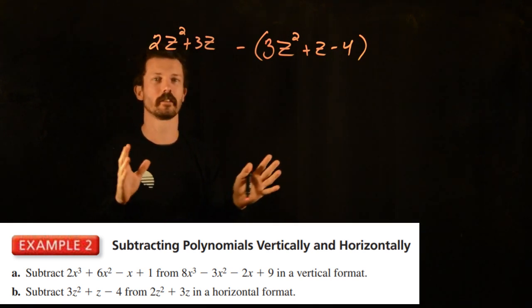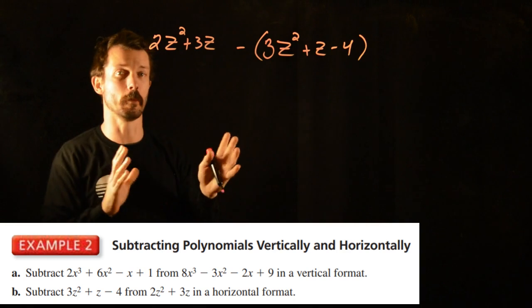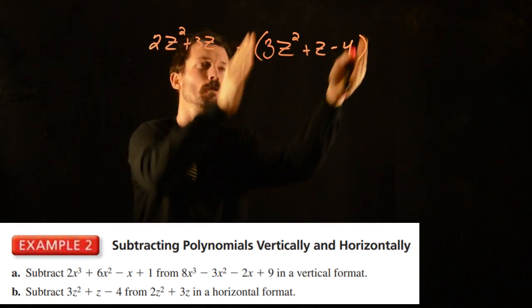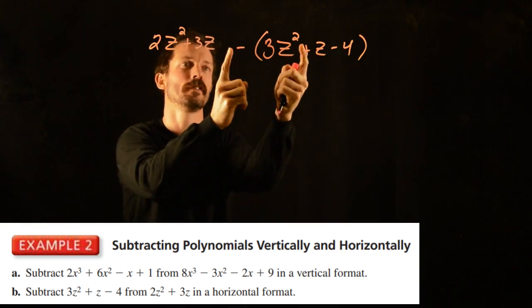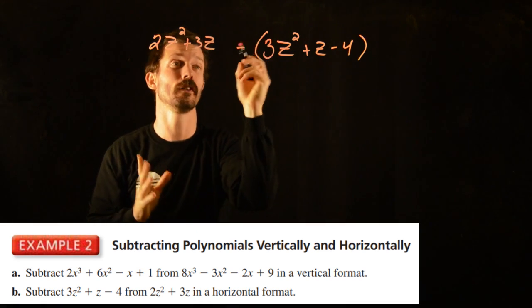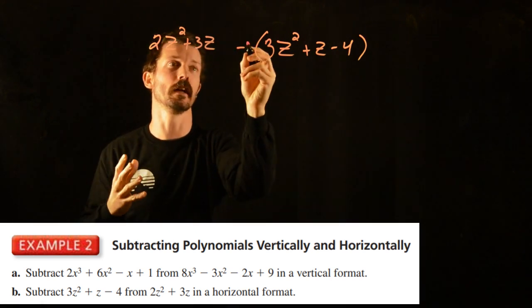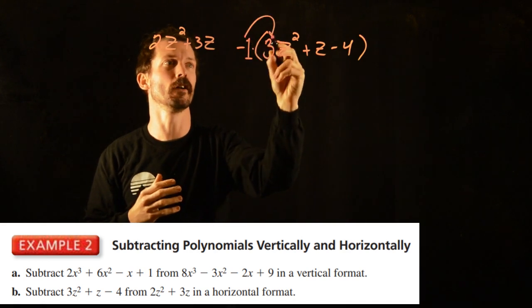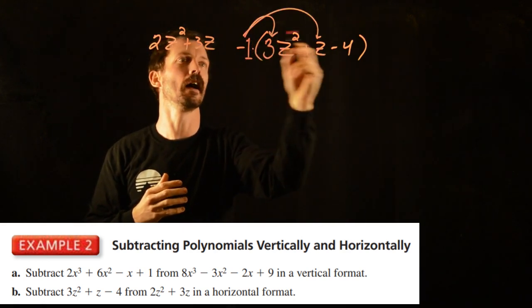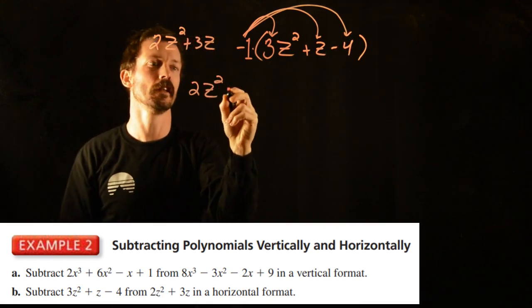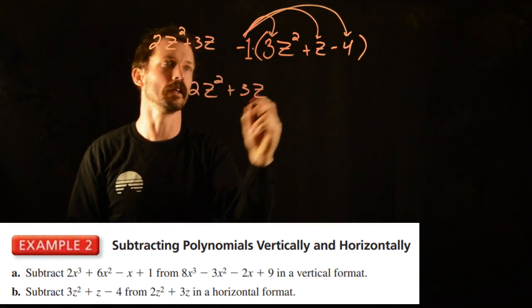I cannot get rid of these parentheses right now because we're subtracting every single term. If you just remove the parentheses, all that would state is that you're subtracting the 3z squared. We're not really doing that. So what I usually do, and it's always helpful for me, is put a negative 1 in here, right? That reminds me that if I do that, I have to distribute, and really what I'm doing is changing this problem into an addition problem.